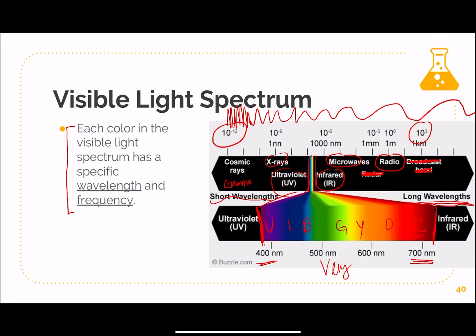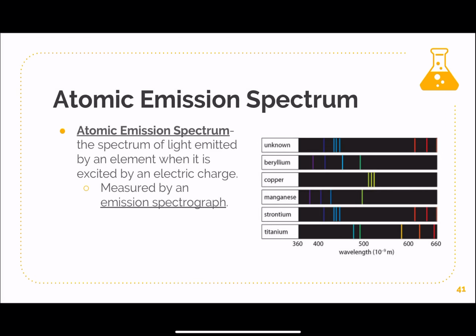Red is going to have longer waves, meaning it's going to have a lower frequency. The violet is going to have shorter wavelengths, so it's going to have a high frequency. Down here we're going to have low frequency, okay? So that's the visible light spectrum on the electromagnetic spectrum.